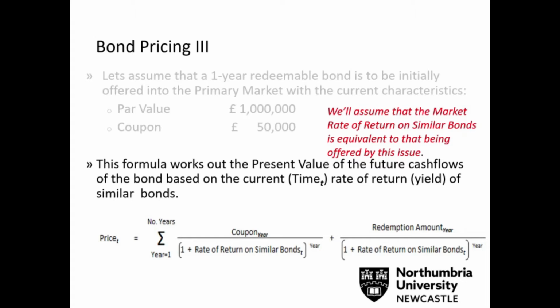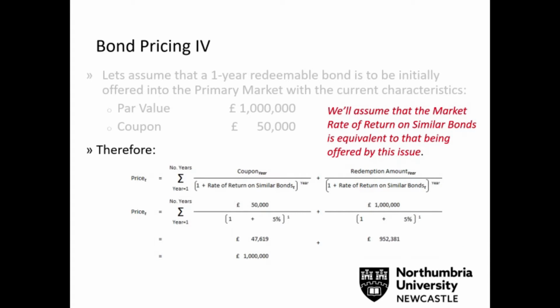If you were to do the maths in the formula below, you can see that on the left we have the 50,000 discounted by 1 year at a rate of 5%. On the right-hand side, similarly, the 1 million discounted at 5%. You can see that in a year's time this 50,000 is worth about 47,600, and the million par value is worth about 952,000. And if you combine them together, then that equals a million.